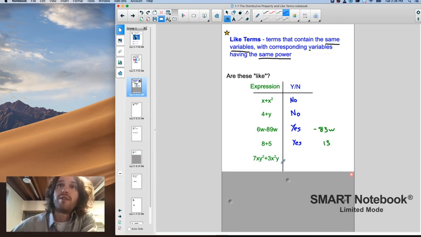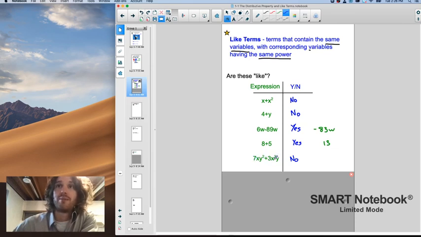How about this one? 7xy squared plus 3x squared y. Well, the answer here is no. And the reason it's no is because x is to the first power, and here it's to the second power. Y is to the second power here and to the first power here. So although they appear to have the same variables, they actually don't, because this is 7x times y times y.